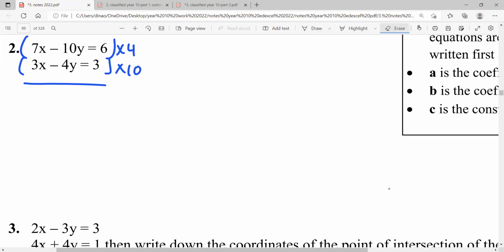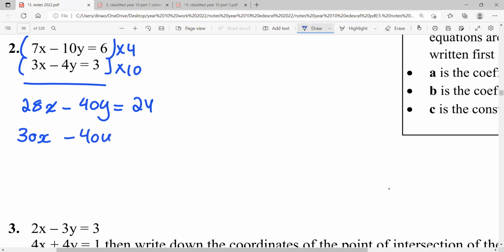Of course we multiply the whole equation. 4 times 7 is 28x, 4 times 10 is 40y, 4 times 6 is 24. Move on to the second equation: 10 times 3 is 30x, 10 times negative 4 is negative 40y, and 10 times 3 is 30.